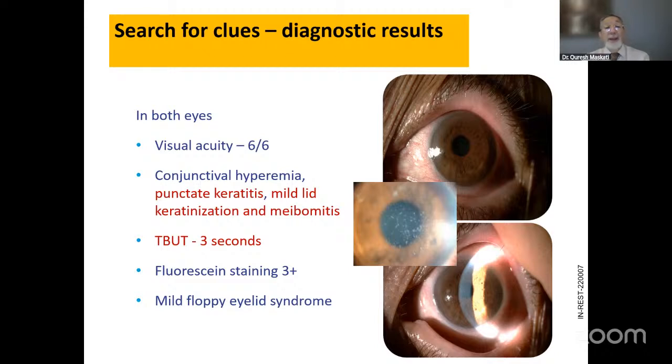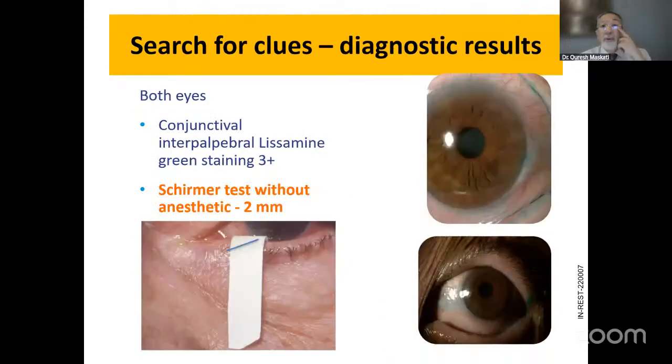The tear breakup time, I told you, should be 10 seconds, was only 3 seconds. There was a lot of fluorescein staining, and the eyelids were floppy. The eyes were very lax. That means we know that the blink action is not so great. So we went ahead and investigated. Schirmer's test was very poor, only 2 millimeter wetting when the paper should have got wet fully, 35 millimeters. Lissamine green staining was 3 plus.